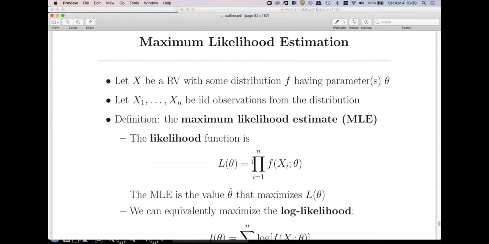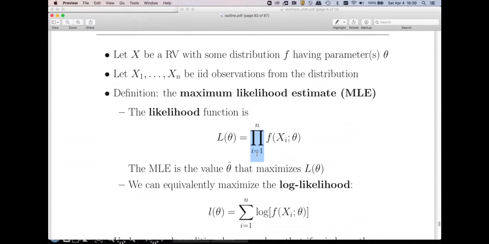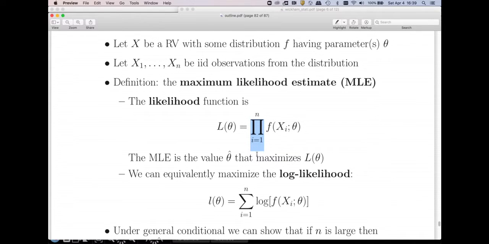We'll set the derivatives to 0 and solve for that. But there's a big product here. And so taking the derivatives of products is difficult, right? You have to use the product rule, and that gets messy. So I'd really like to avoid having to take the derivative of a big product, in this case involving n terms. So the way we can avoid this is take a monotonic transformation of both sides.